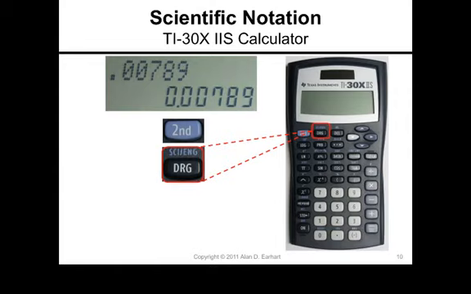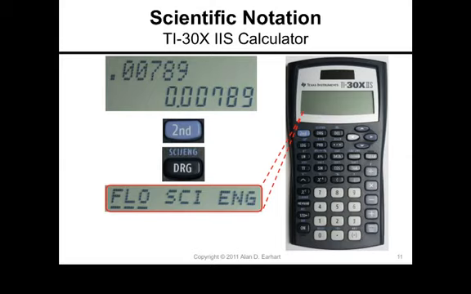So as soon as you press second and then that psi/ENG button, in the display you see three options. You see flow, psi, and ENG. That means floating notation, or sometimes called standard notation. The next one is scientific notation, and the one on the right is engineering notation. So let's just ignore engineering notation. We're not going to use that. We'll focus on floating notation and scientific notation. The floating or standard notation is the way it is right now, 0.00789.